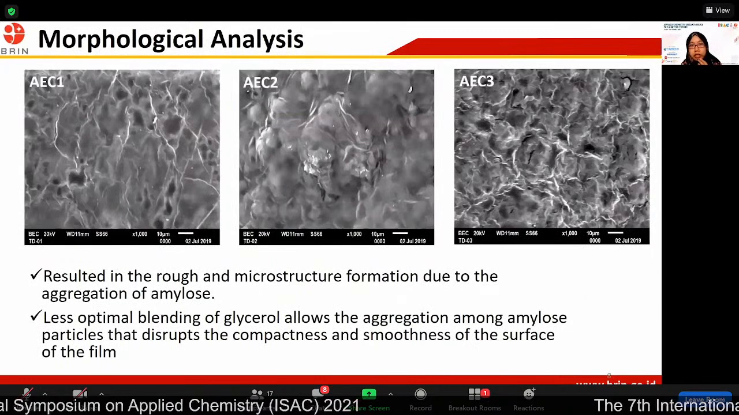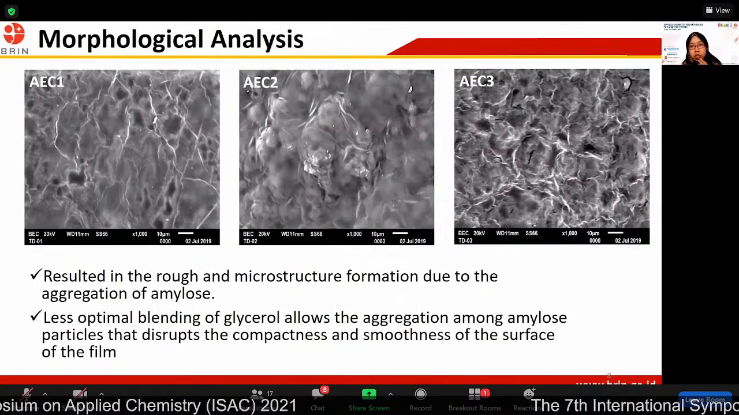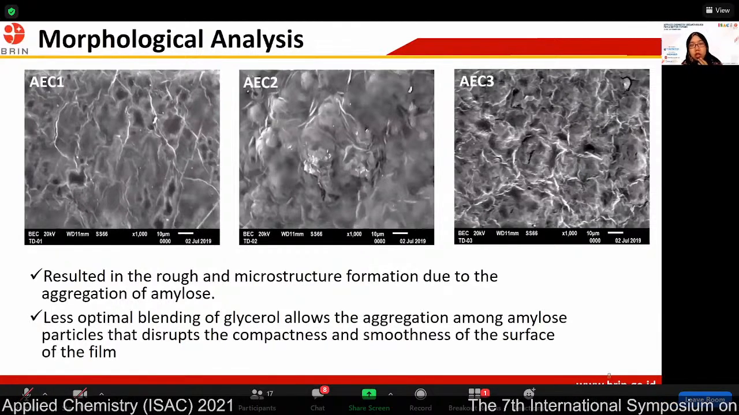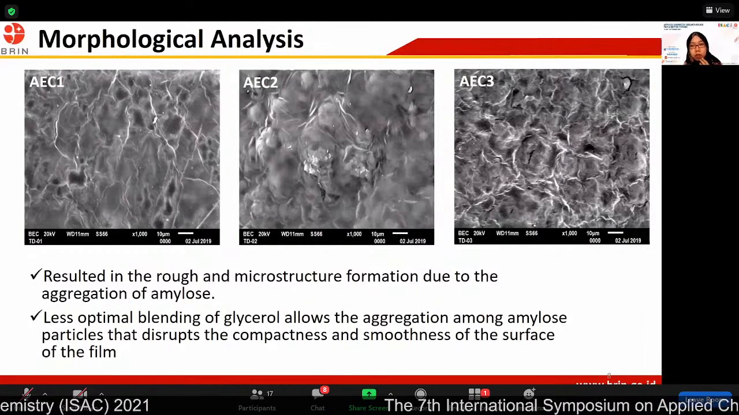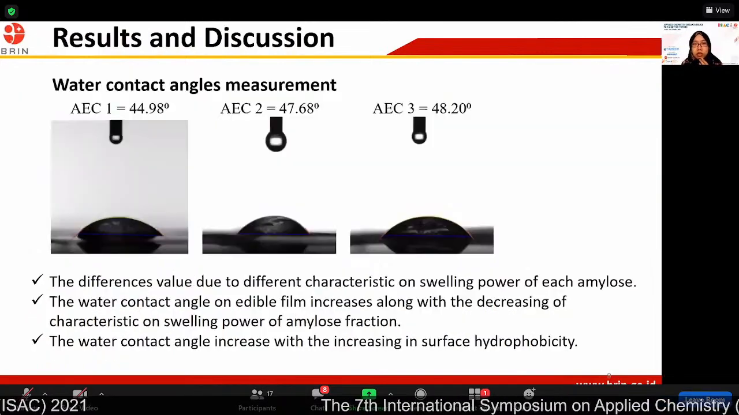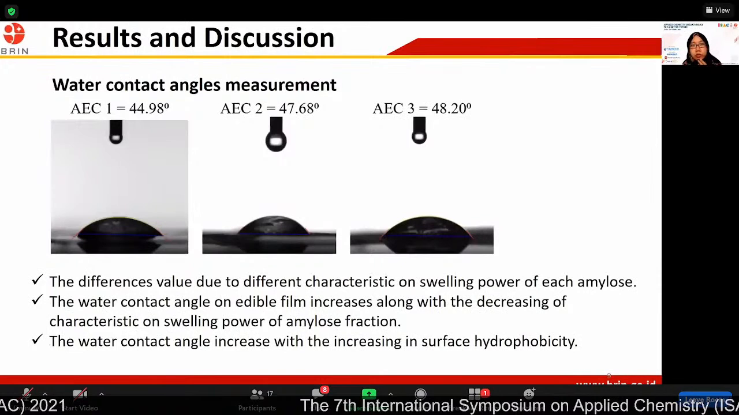And here is the morphological analysis, in which different amylose from butanol concentration resulted in rough and microstructure formation due to the aggregation of the amylose. And then it might also be the less optimal blending of glycerol, so that there was aggregation among amylose particles, and then it disrupted the compactness and the smoothness of the surface of the films.